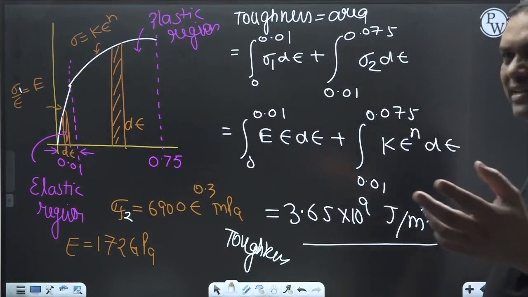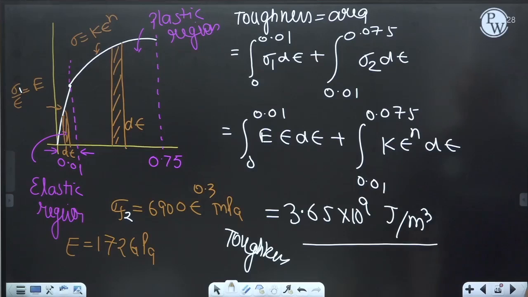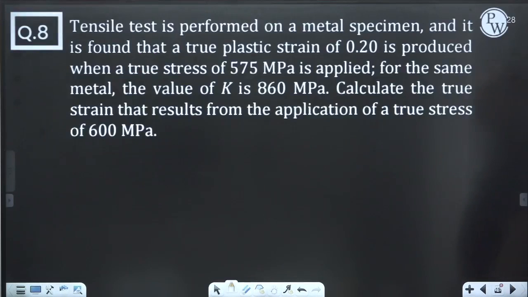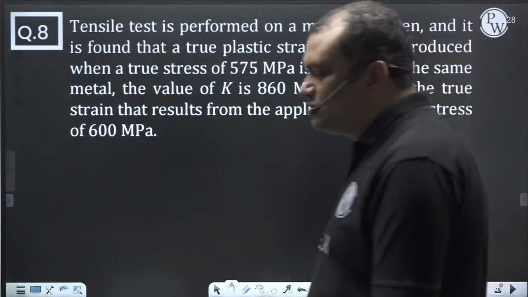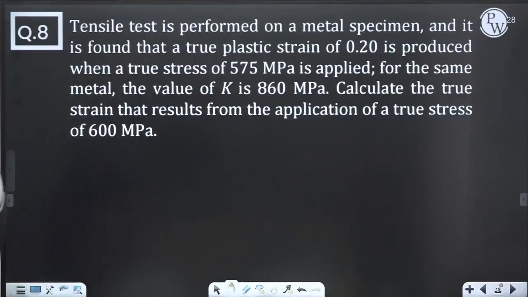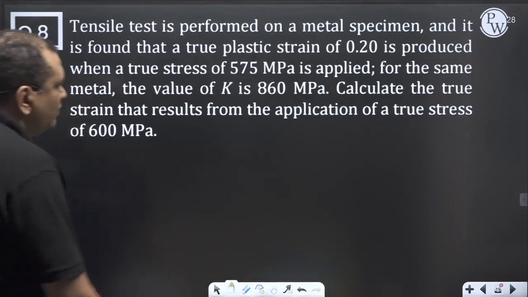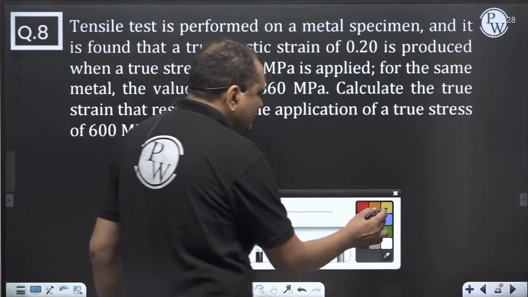The next question is a little bit easier than this. I want you to give me the answer without my help. Go through the question and then we will discuss if there is an issue. But I think without my help, you will be in a position to answer this.